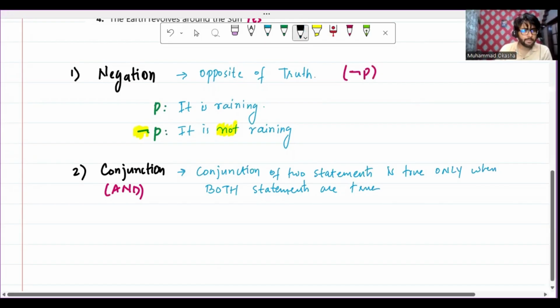It'll make more sense. We'll see a few examples. I'm just going to introduce the idea first. The opposite of conjunction is what we call disjunction.